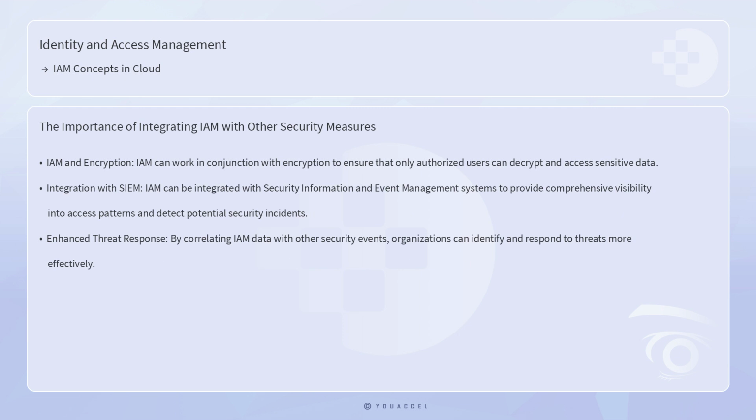The integration of IAM with other security measures is vital for a robust defense-in-depth strategy. For example, IAM can work in conjunction with encryption to ensure that only authorized users can decrypt and access sensitive data. Similarly, IAM can be integrated with security information and event management systems to provide comprehensive visibility into access patterns and detect potential security incidents. By correlating IAM data with other security events, organizations can identify and respond to threats more effectively.